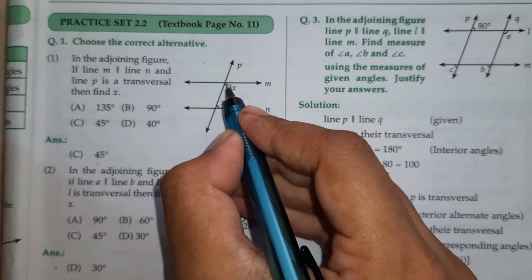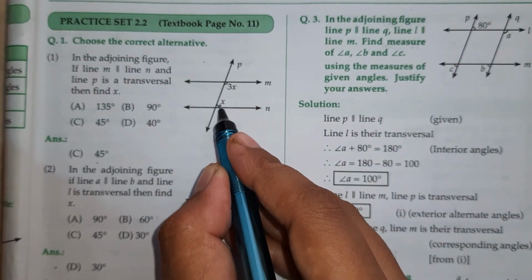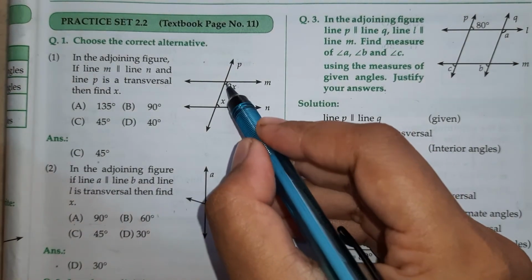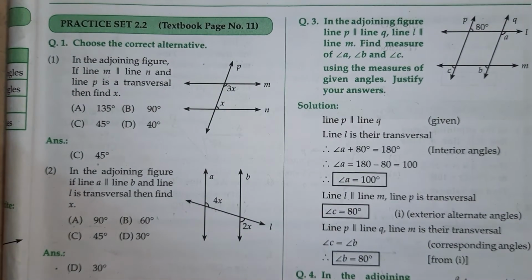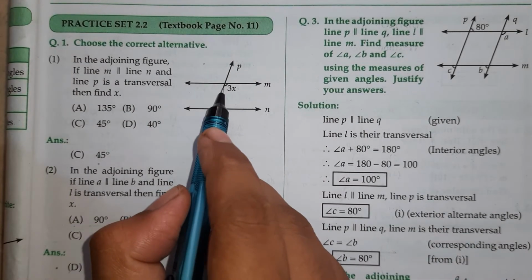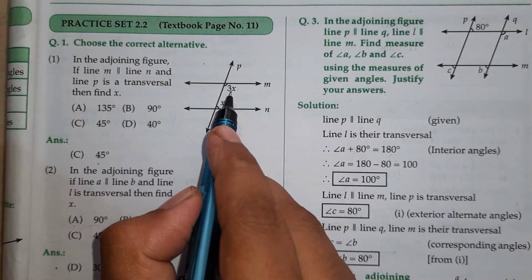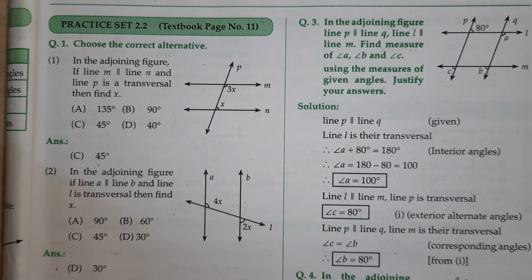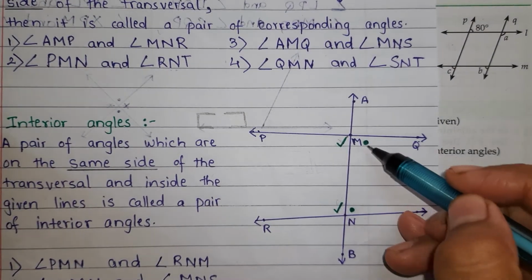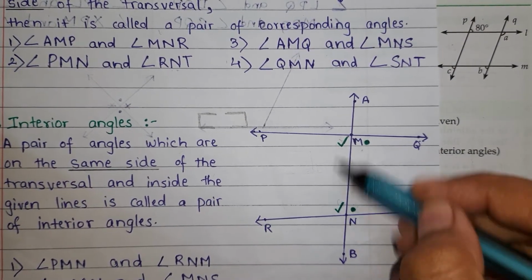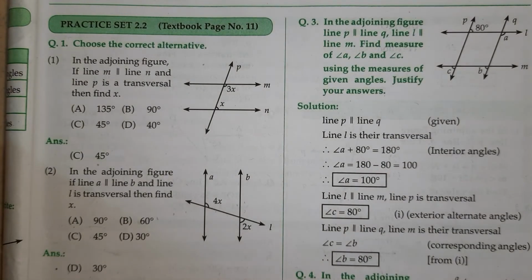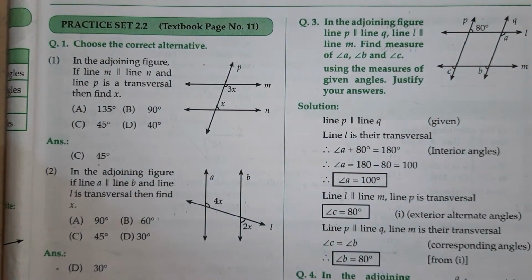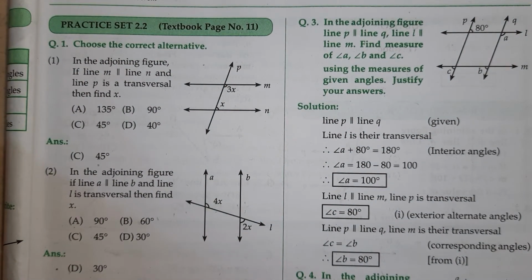Now see here, this angle is given as 3x and this angle is given as x. So which type of angles are given to you? These two angles are interior angles because both are on the right side and both are inside. Such angles are called interior angles. And what is the property of interior angles? Interior angles are supplementary.